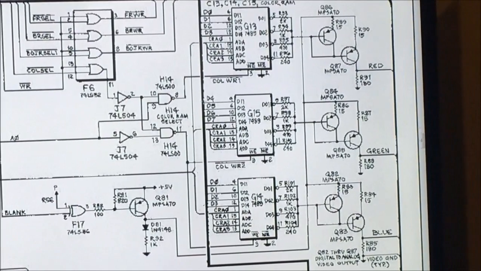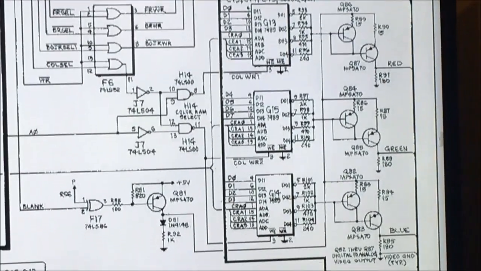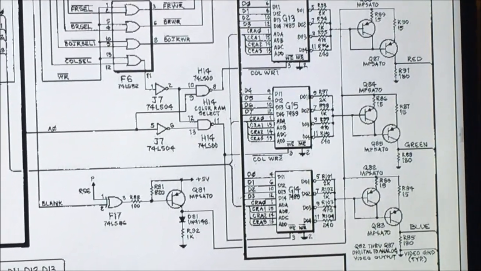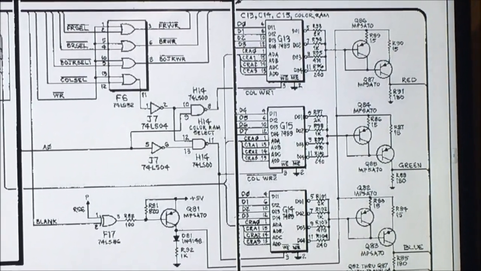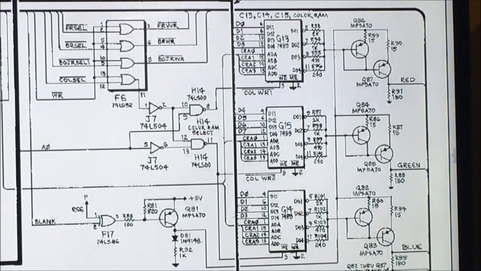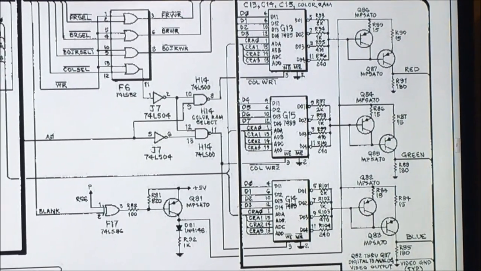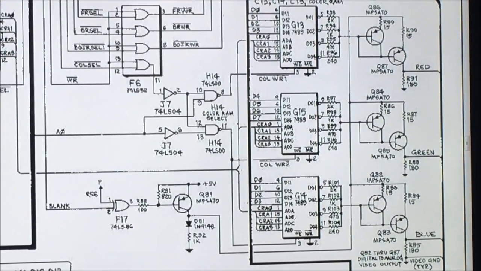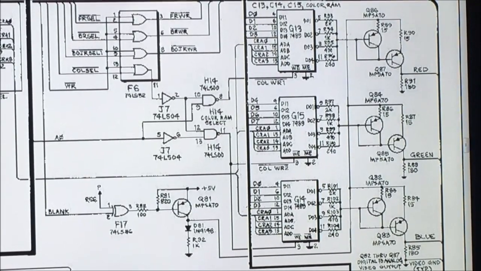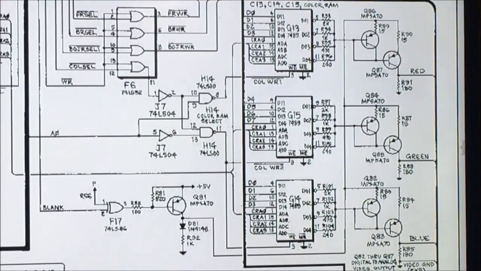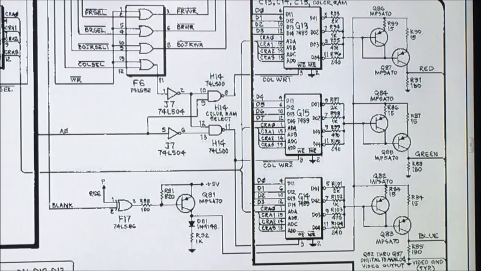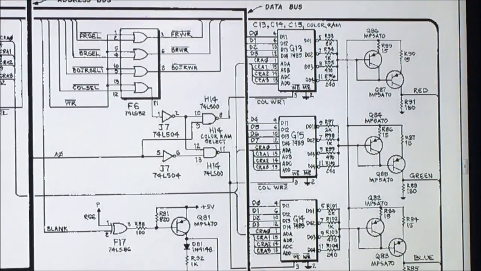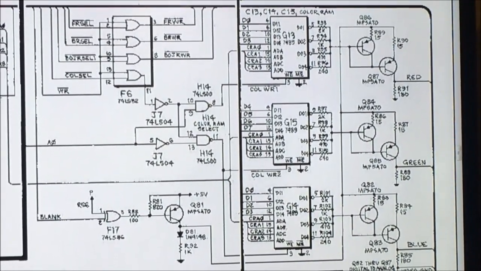Okay, here is the video output section. I am first interested in that blank line down in the bottom left hand corner of this picture. It looks like an LS86, and that produces the video blanking, and I want to see if the blanking is stuck on. That's where I'm going to start.